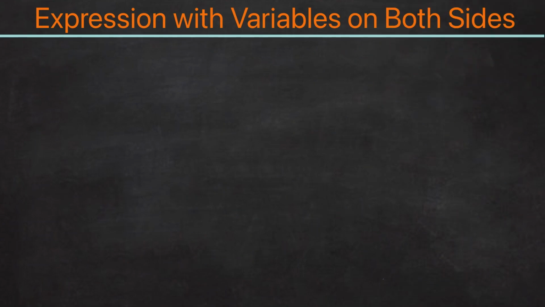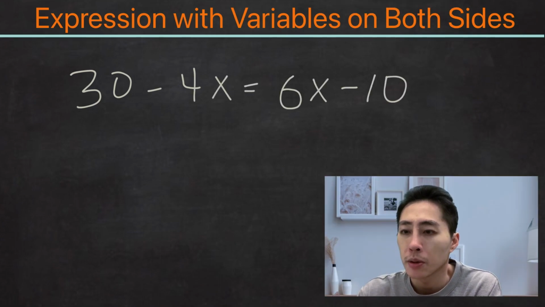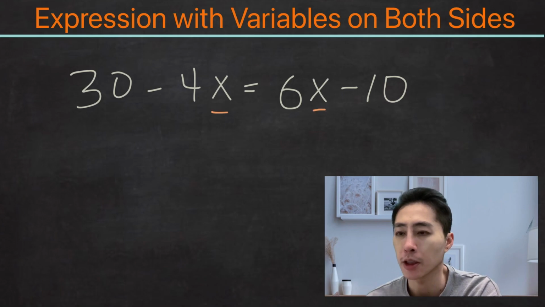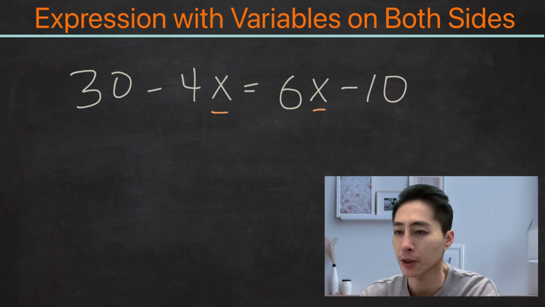Now let's try another one. Here we're going to do the same. With this expression, the variable that we are working with is x. Since last time we moved the variable to the left, this time we're going to move the variable to the right, just to prove a point that you can move it to either the right or the left, and the answer will come out the same.